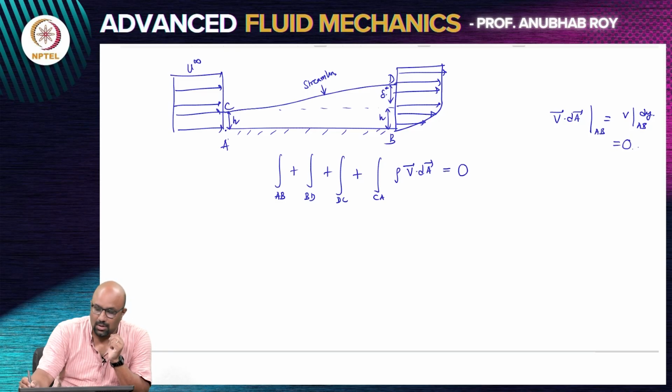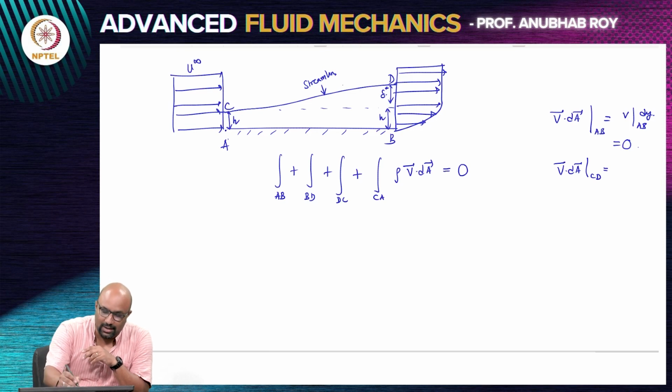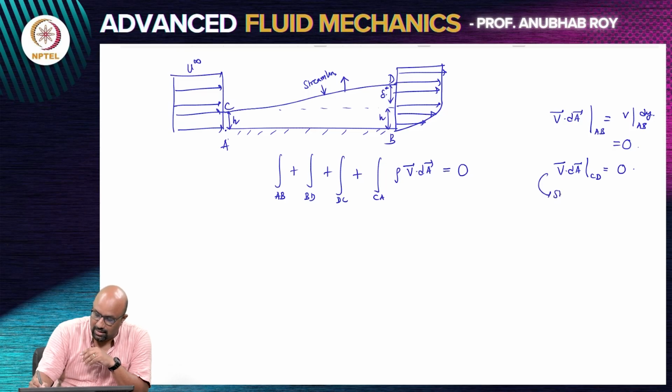So, V dot dA on the bottom plate is identically 0 everywhere. There is no normal flow. Now, V dot dA on CD is the velocity component that is normal to the streamline. It is not necessarily just U or V. It is the component that is normal to the streamline. So, what would it be? Also 0, because of it being a streamline, whereas the first one is because of the no penetration boundary condition.